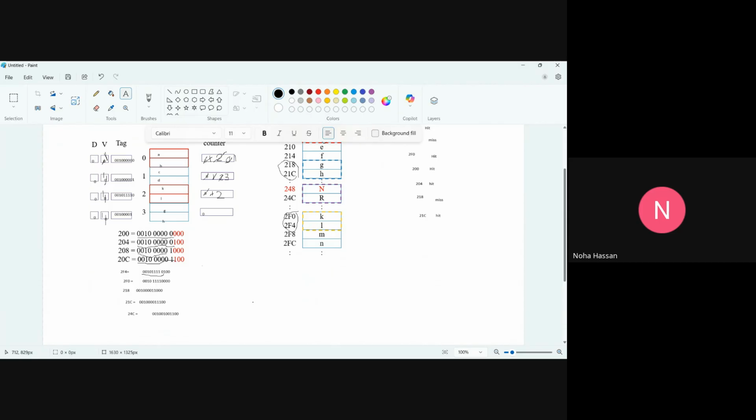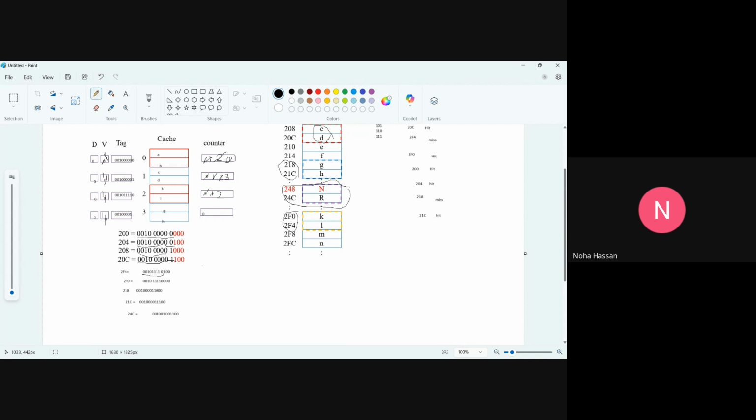Okay. So this, does it match anything here? Doesn't match. There is no match, right? But where shall we, if we get 24C, so where is 24C? So these guys over here, which have N and R. So this is the corresponding block. Okay. But the cache is full now.